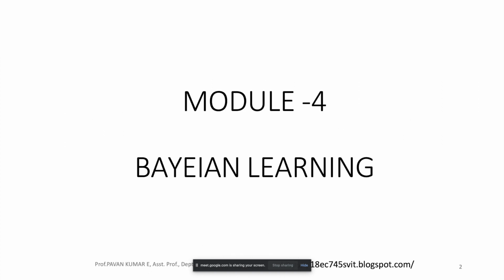Okay. Module 4 is Bayesian learning. Before going to this particular algorithm, we'll see the introduction part of it and where exactly we are using this learning algorithm. In the textbook, they started right away with the theory and formulas, and it's very difficult for us to understand sometimes. So we'll start with the basics, then see the application, and then go into the depth of the theory part.